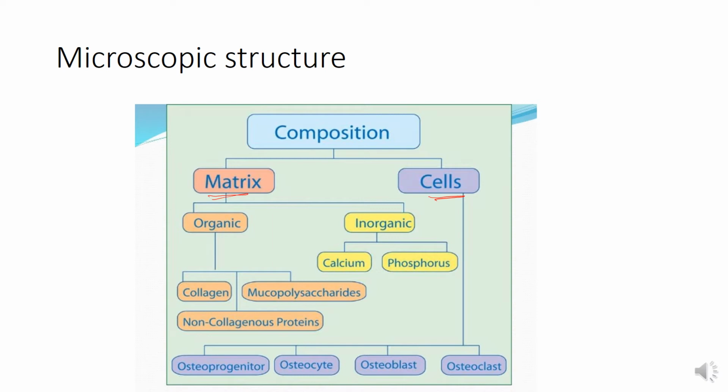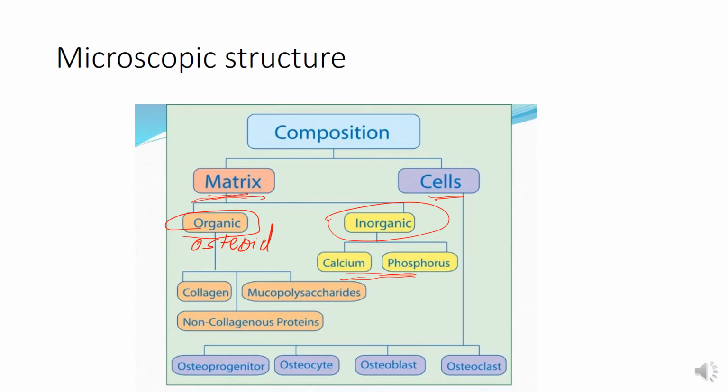The remaining third is the organic material called the osteoid. So the matrix consists of the organic part and the inorganic part. The inorganic part gives hardness to the bone, while the organic part, which is also known as the osteoid, is composed mainly of collagen fibers, mucopolysaccharides and non-collagenous proteins. Collagen is very strong, and it gives bone slight flexibility.